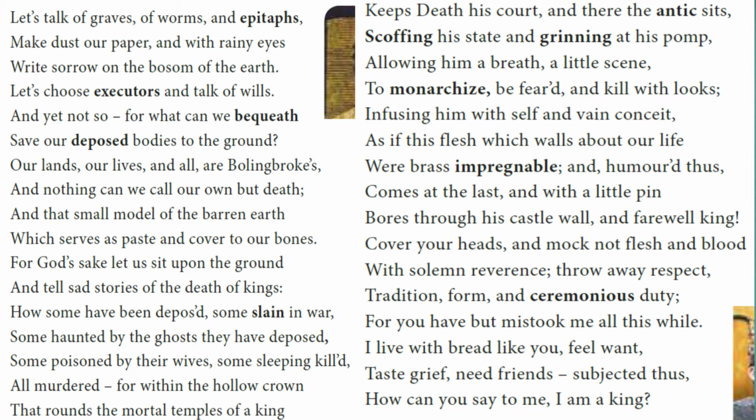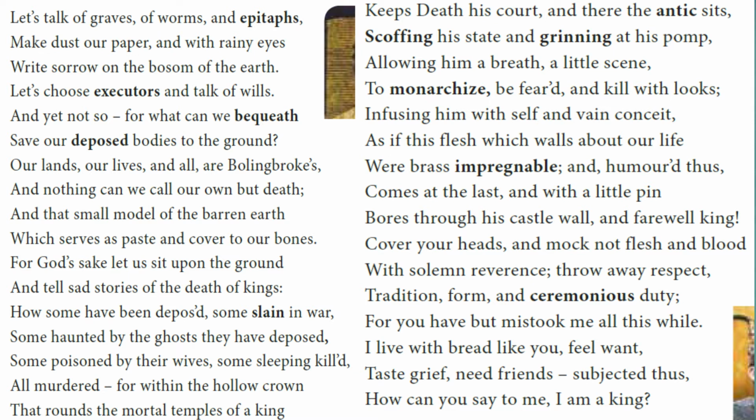They got out of the power. Some are poisoned by their wives, some killed while sleeping. Some of the kings were killed by their wives. Some of them were killed while they were sleeping. All are murdered, even though whatever you have. So this is the end, the poet says.